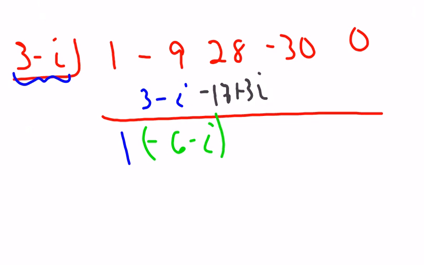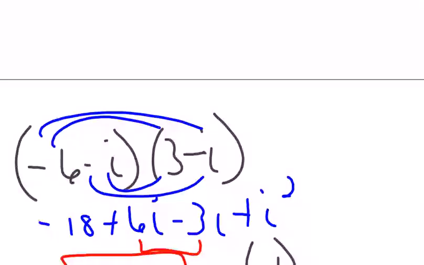Alright, now we have to add. So 28 plus a -17 gives us 11 plus 3i. Then we multiply. So 3 minus i times 11 plus 3i.